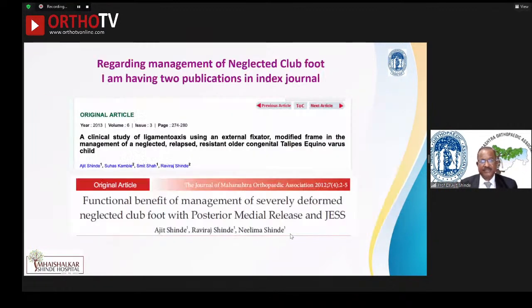Regarding management of neglected clubfoot, I am having two publications in Index Journal.